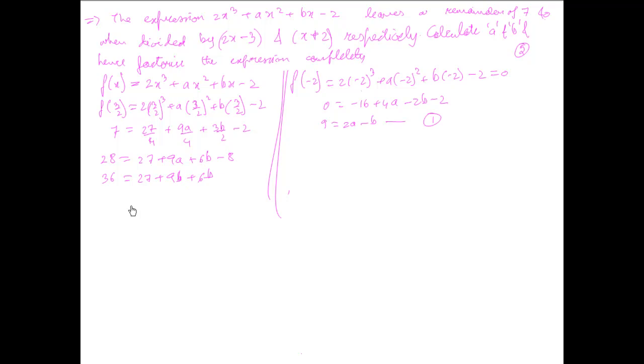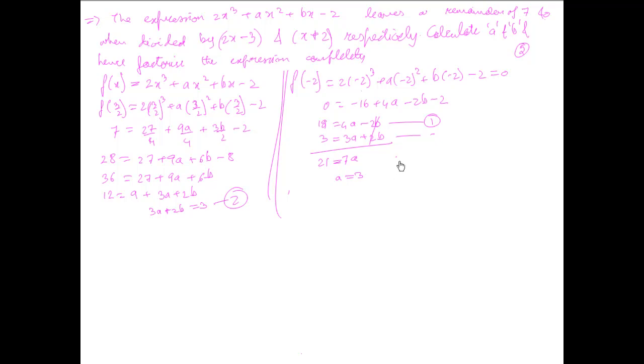Dividing everything by 3, children, we get 12 minus 9 is equal to 3a plus 2b. That's 3a plus 2b is equal to 3. Now multiply the first equation by 2, children, we get 18 is equal to 4a minus 2b. Cancel this out to give us 7a is equal to 21, a is equal to 3.